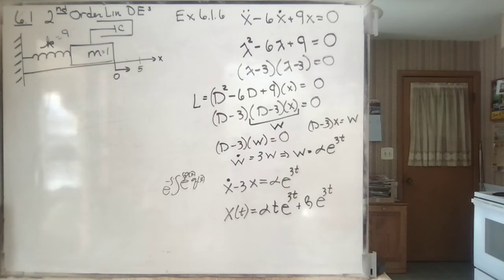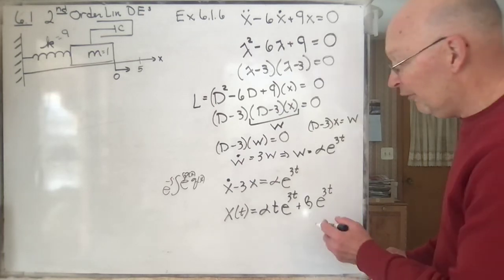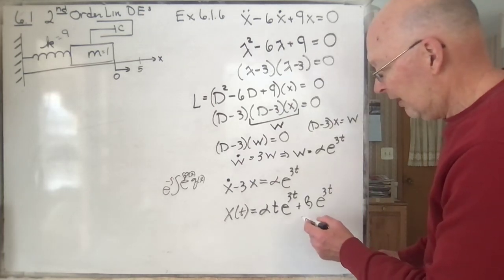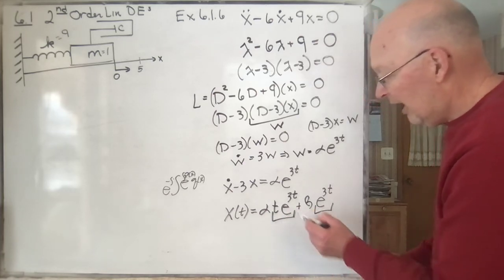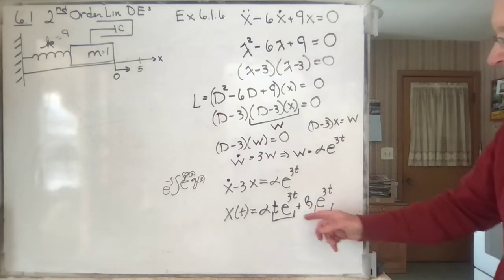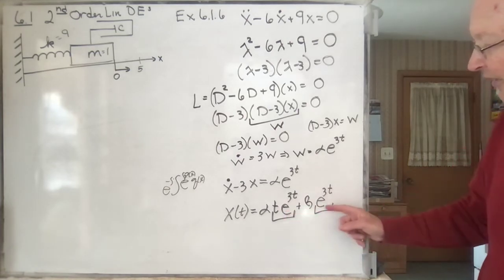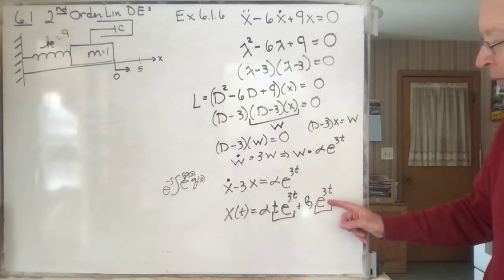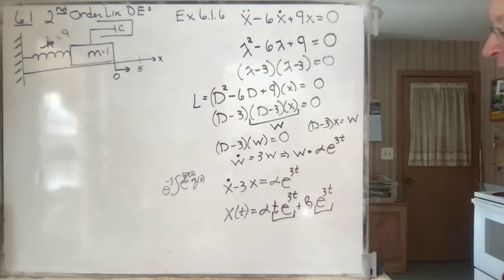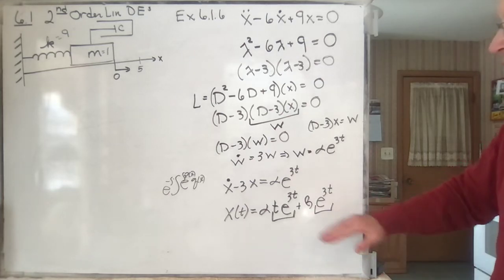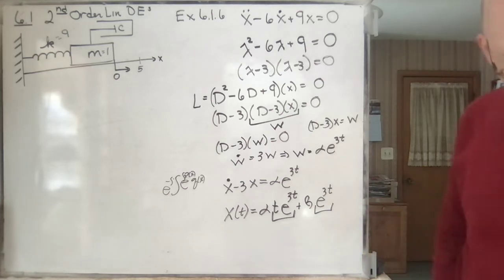So it turns out now we have our full solution, because notice we've got two solutions right here, and they are linearly independent. I can't multiply this one by a constant to get this. I can't multiply this just by a constant to get this. This has a t in front of it. This one doesn't. So they are linearly independent, and so there's your solution right there.